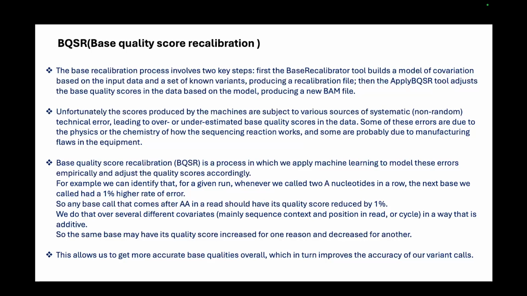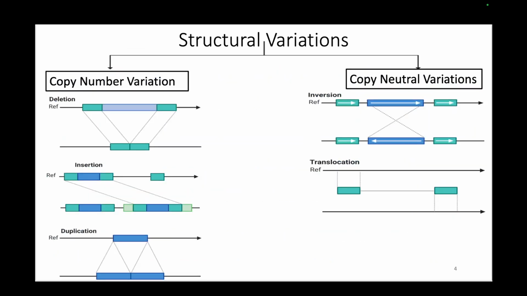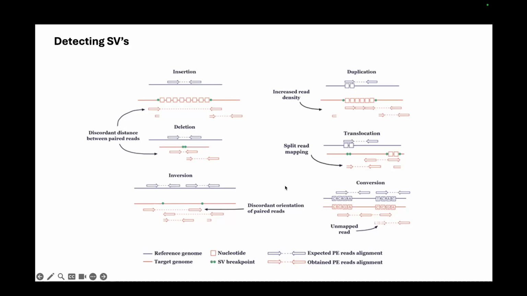Now we come to structural variants, which are basically variations in the genome which are greater than 50 base pairs in length. They can be copy number variants or they can be copy neutral. Copy number variation includes deletion and duplication, and copy neutral variations include inversion, translocation, and the like. So how do you detect SVs? There can be different types of mechanisms.